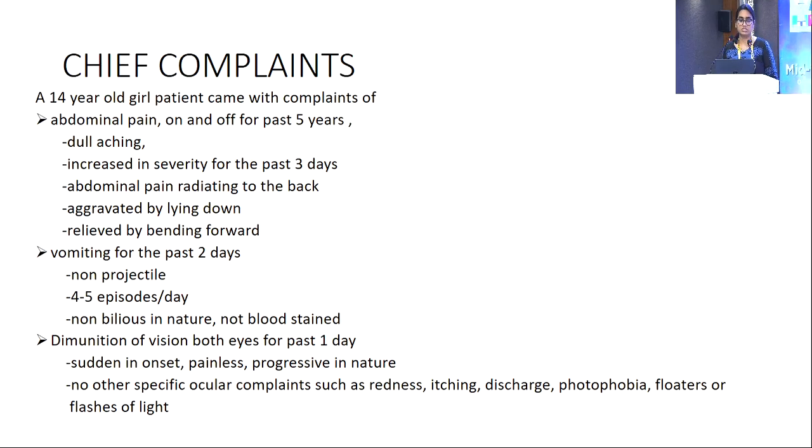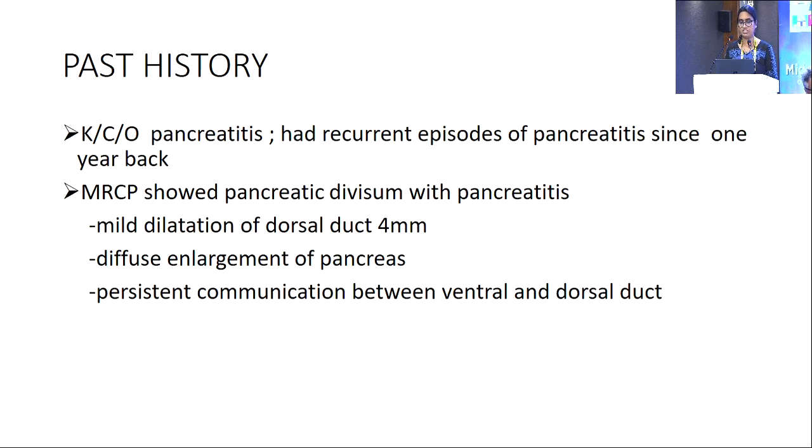A 14-year-old girl came with complaints of abdominal pain, recurrent episodes on and off for the past 5 years, which was dull aching, increasing in severity for the past 3 days, and vomiting for the past 2 days, which is non-projectile, associated with diminution of vision in both eyes for the past 1 day. Even though the patient had abdominal pain on and off for the past 5 years, this episode was accompanied by a diminution of vision for the past 1 day, which was sudden in onset, painless and progressive in nature.